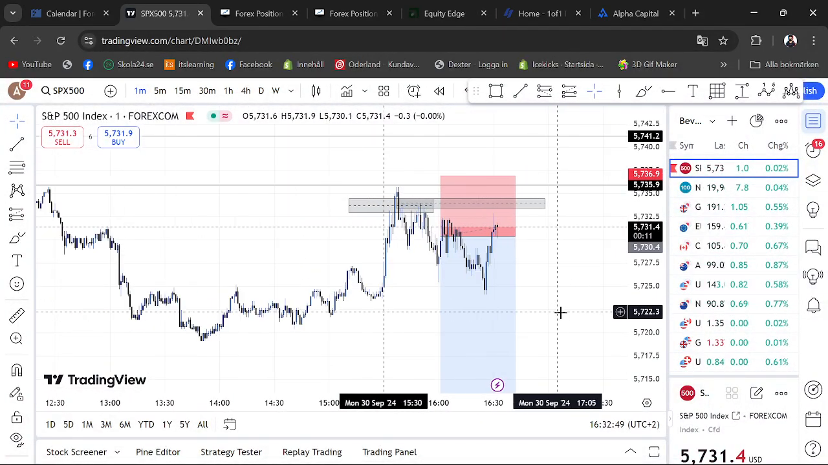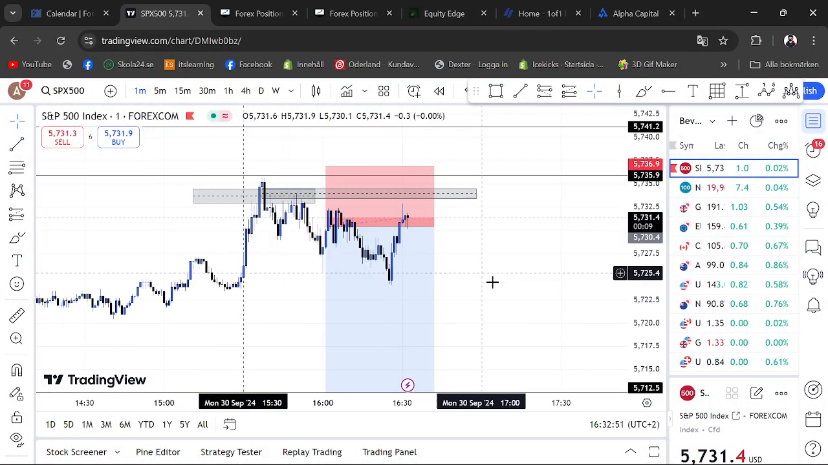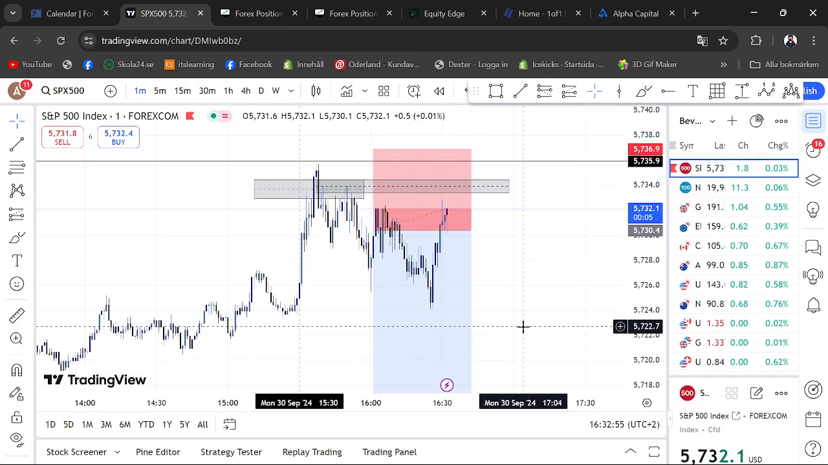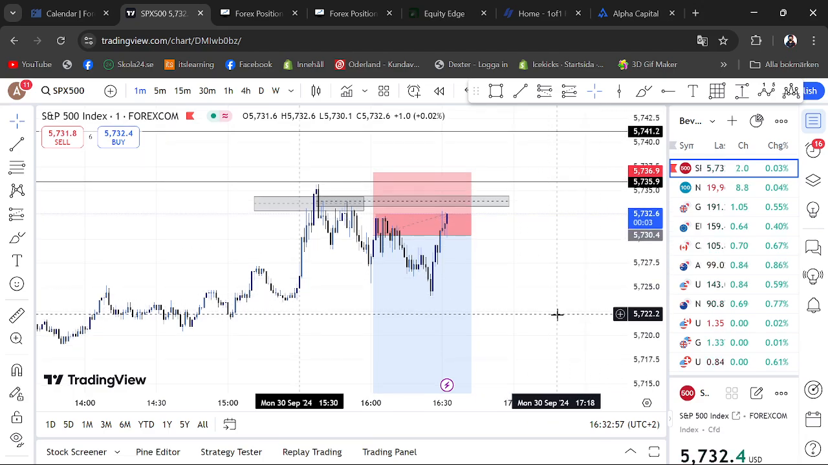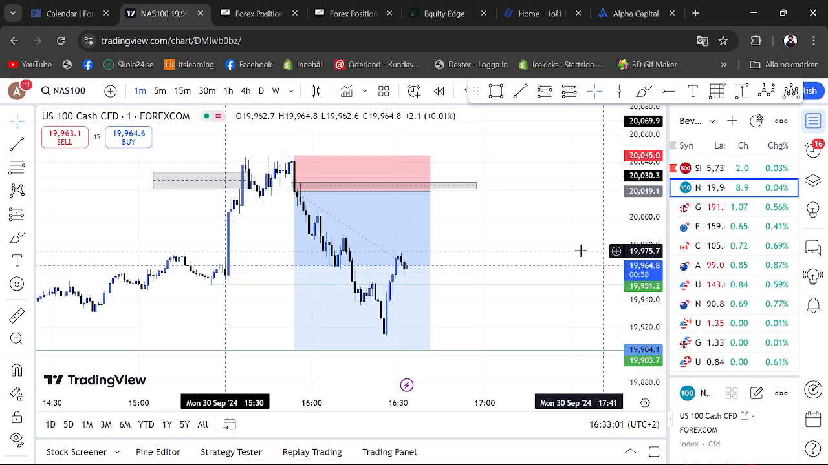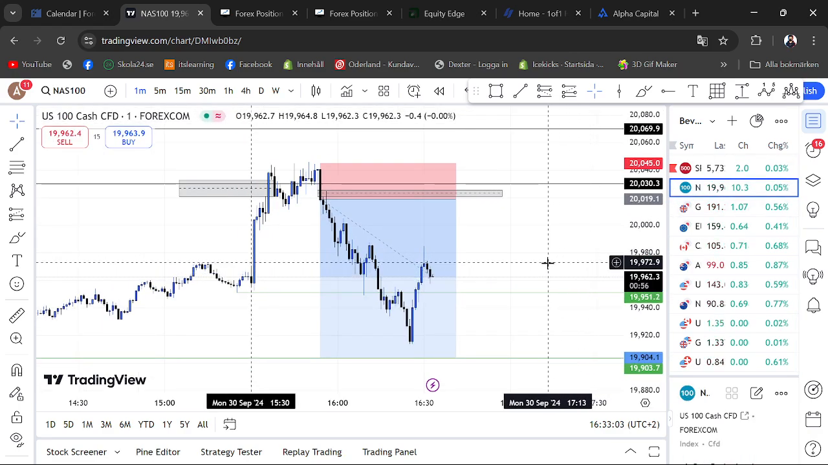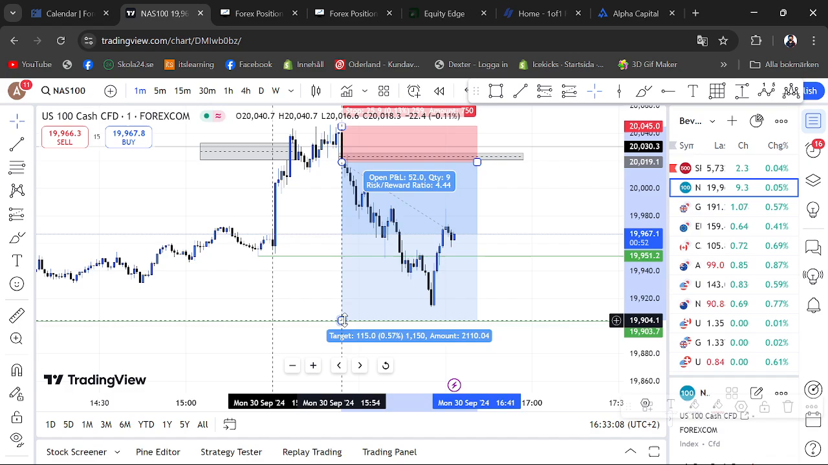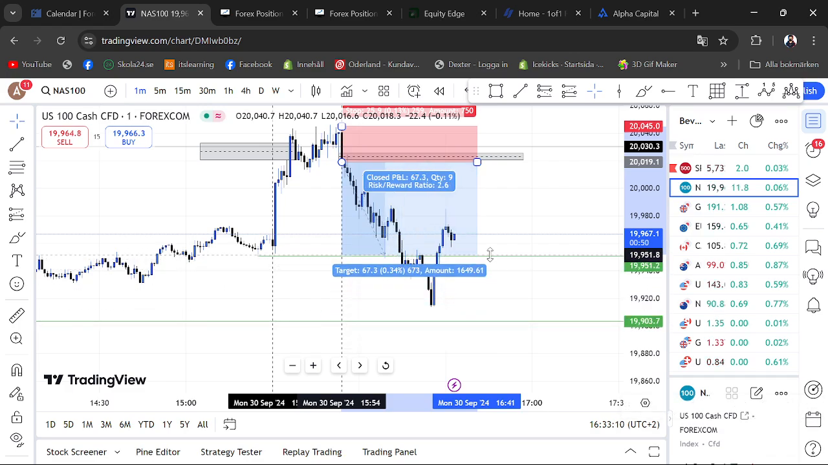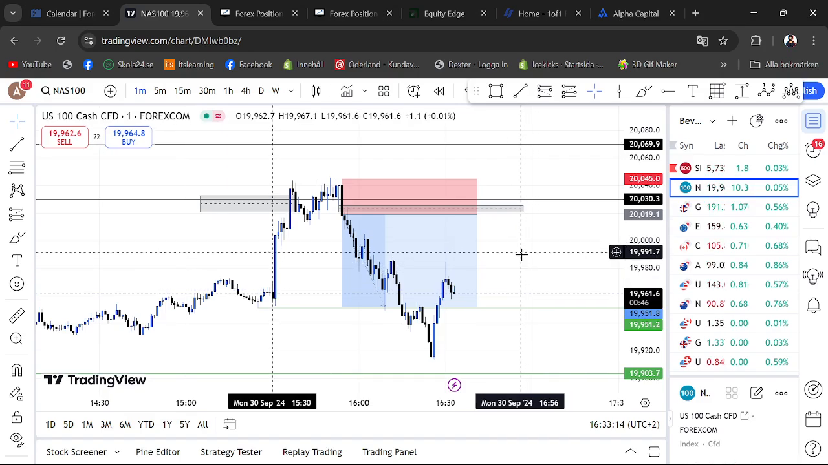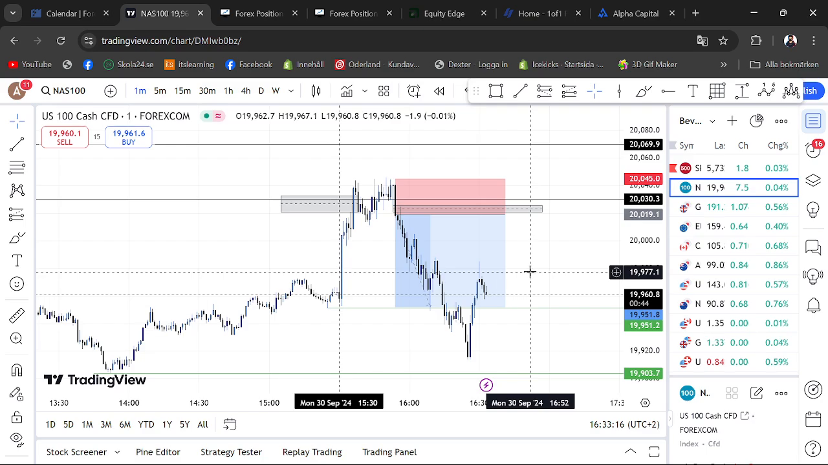And let me show you guys one thing. We did have a setup also here on S&P 500, which I did not take, and I'm going to explain to you guys in a bit why I did not take that. So first of all, let's go through the actual trade that I took today. I got stopped out around here, so you could see it was 2.6 RR. And so let's talk about my confluences.